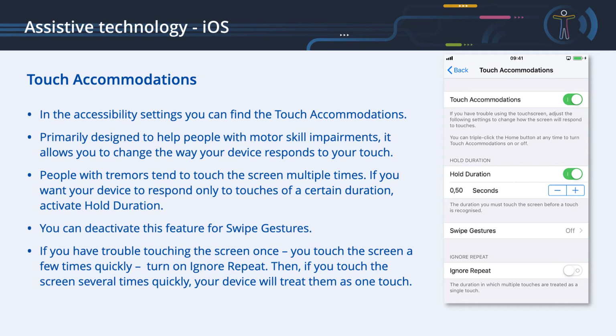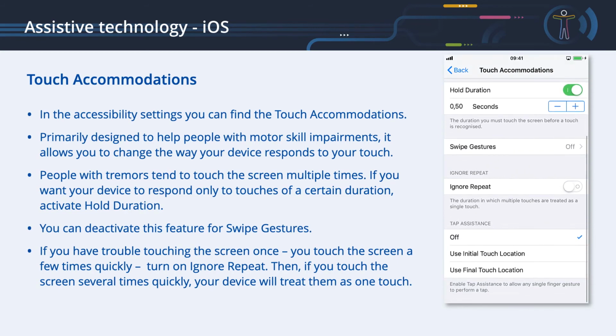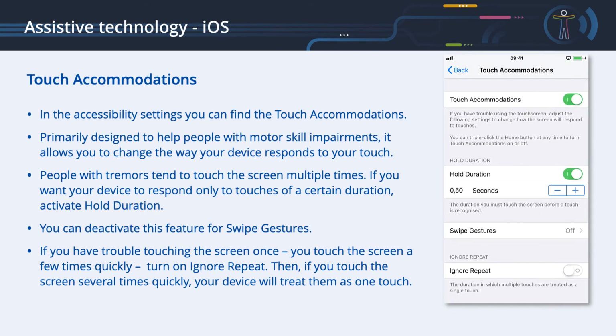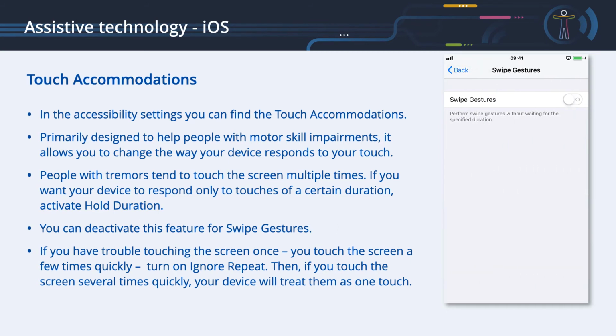Let's try to scroll with fast, short movements. The screen does not react. Let's touch the screen and hold our finger. Now, when we move the finger, the input is accepted and the screen will react. We can deactivate this feature for swipe gestures.